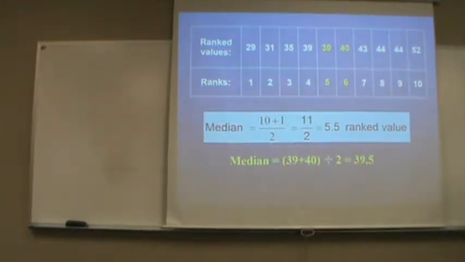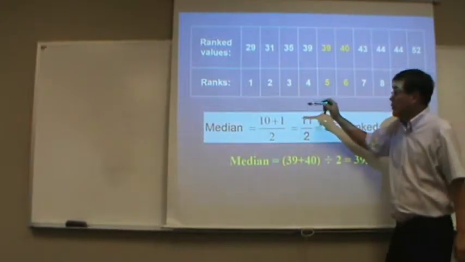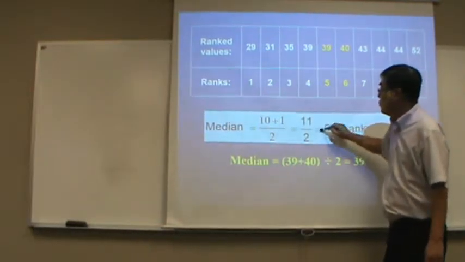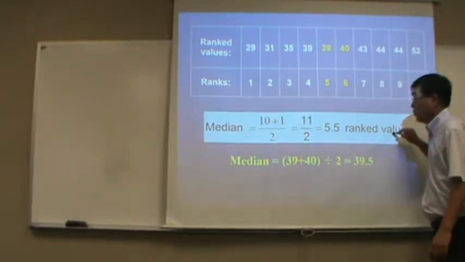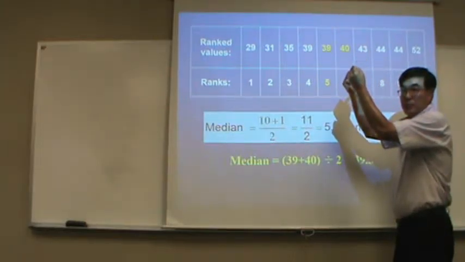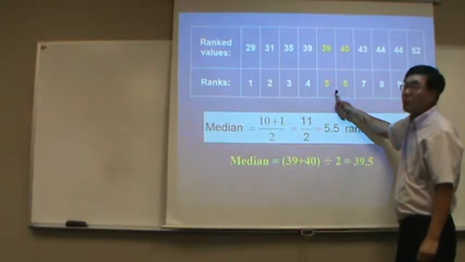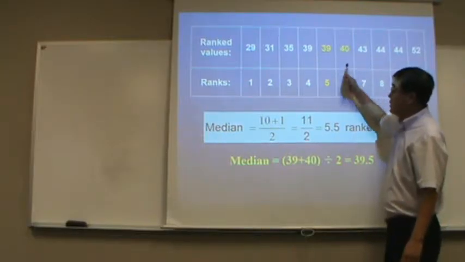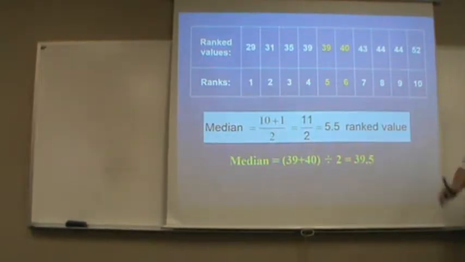39 plus 40 divided by 2 is the median. When the sample size is an even number, the result is always point 5. Ranked value, in that case, take two numbers. 5.5, then between, take this and this, add, divide by 2, is the median for this example.